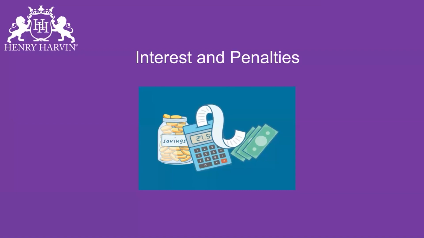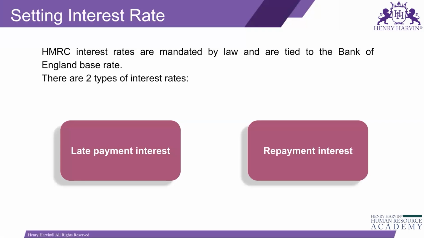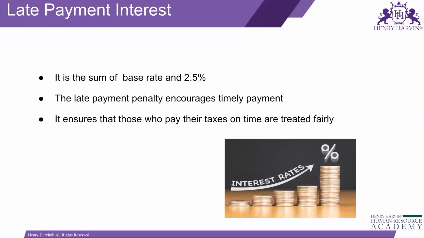Interest and penalties. So let's see the interest and penalties. What kind of interest is there? HMRC interest rates are mandated by law and are tied to the Bank of England base rate. There are two types of interest rate. One is late payment interest, one is repayment interest. Late payment interest will be charged for the payment we make late to HMRC, and repayment interest is what HMRC gives us. Remember, I told you if we overpay to HMRC, they will give us some interest in return, for the days they keep the amount. So that is called repayment interest. It is the sum of base rate and 2.5%. This is something that may change also.